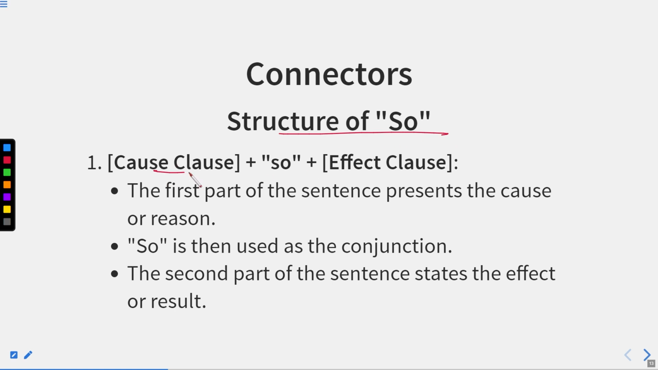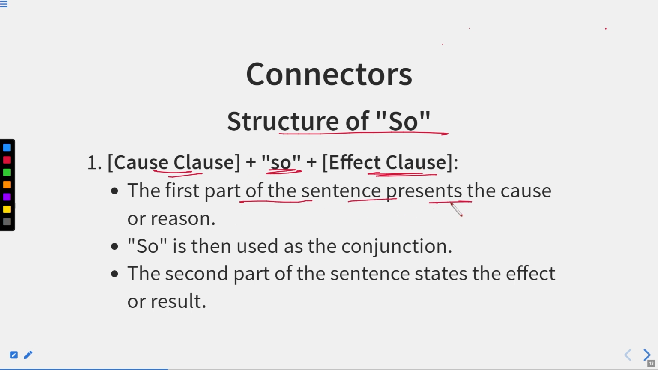Now, the structure of so: the cause clause, then so, then we have the effect clause. Whereas when we used the cause denoting conjunctions, we had the effect clause, then the connector, and then the cause clause. So that was the structure. But here the pattern has been changed. Here we'll first write the cause clause, then the connector, and then the effect clause. So this will be opposite to those particular connectors.